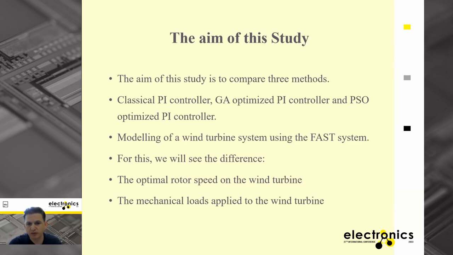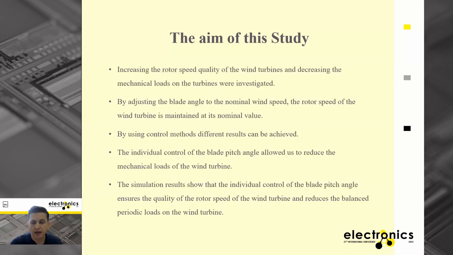We model the wind turbine system using the FAST system. With this, we will see the differences in optimal rotor speed and the mechanical loads applied to the wind turbine. Increasing the rotor speed quality of high wind turbines and decreasing the mechanical loads were investigated. By adjusting the blade angle at the nominal wind speed, the rotor speed is maintained at its nominal value. Using control methods, different results can be achieved. Individual control of blade pitch angle allowed us to reduce the mechanical load. The simulation results showed that individual pitch control ensures the quality of rotor speed and reduces the balanced periodic load on the wind turbine.